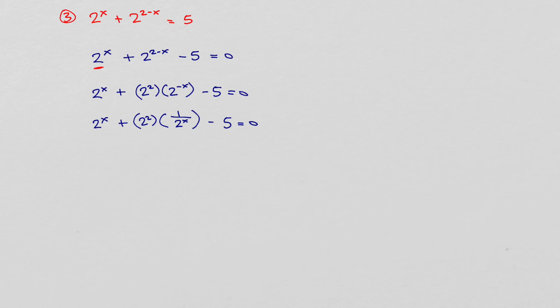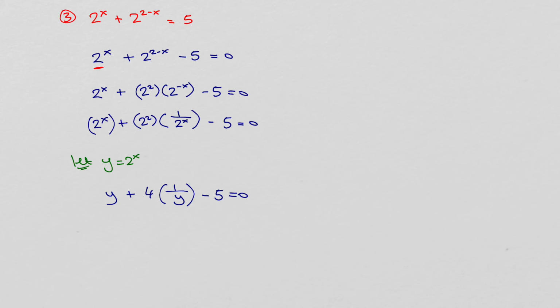Okay, so now I can see I have two terms with 2 to the power of x in it. So I'm going to let y equal 2 to the power of x. If I do that, I can see I'm going to have a y here. 2 to the power of 2 is 4. And then I have 1 over 2 to the x. So that's going to be y plus 4 times 1 over y minus 5 equals 0.